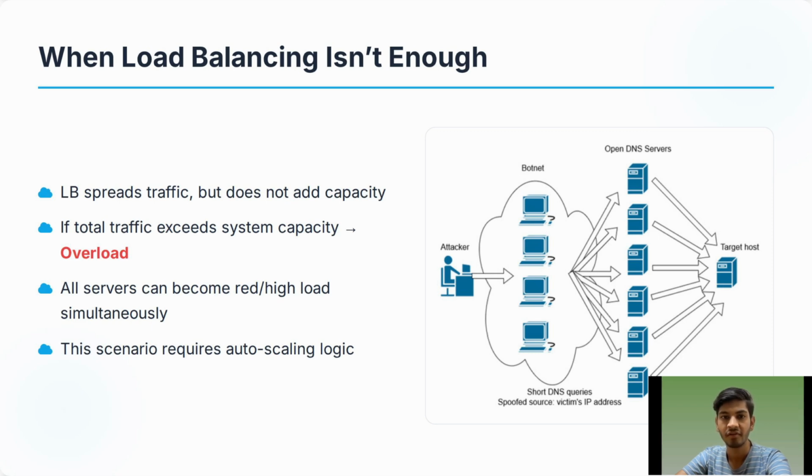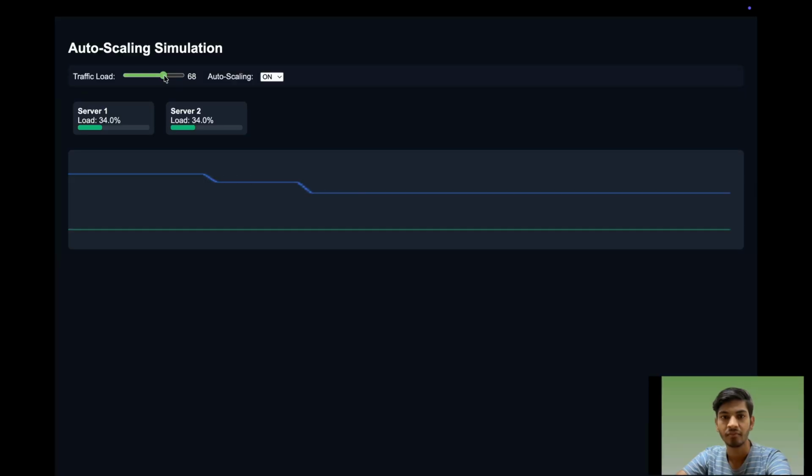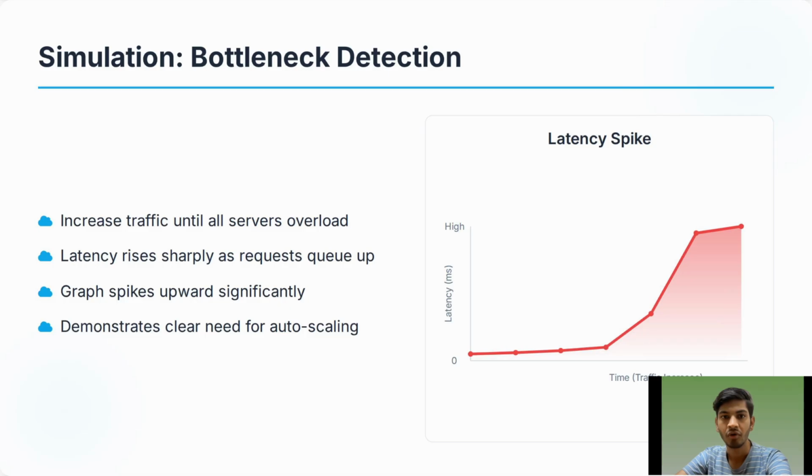Let's increase the traffic further to simulate a heavy spike. Now notice how all servers eventually show high load. The latency graph starts rising sharply because even 3 or 4 servers aren't enough. This is how real systems detect bottlenecks and initiate auto scaling.